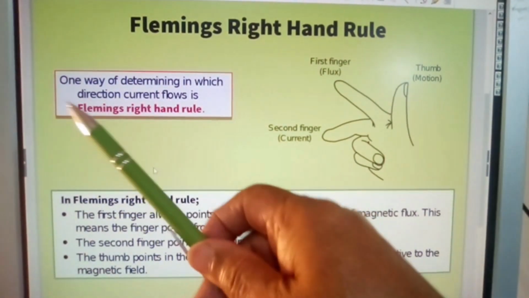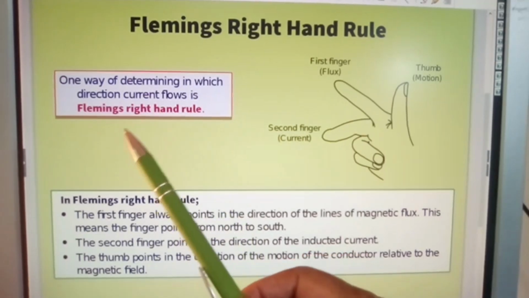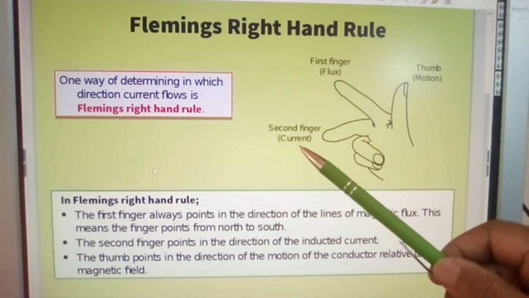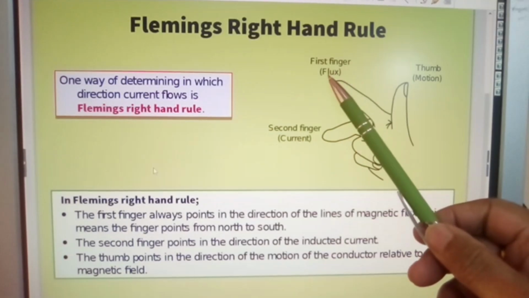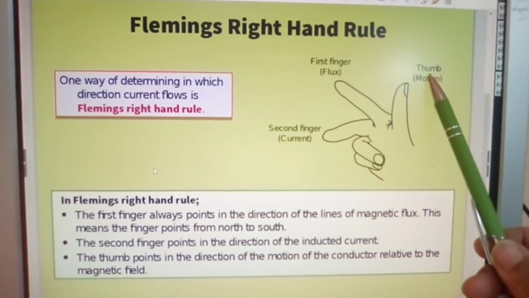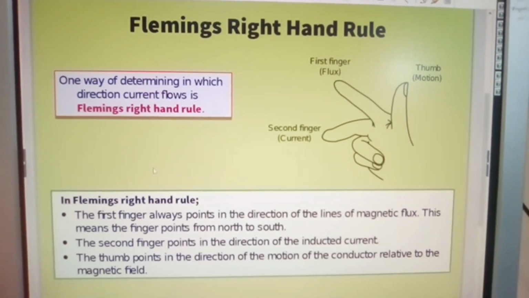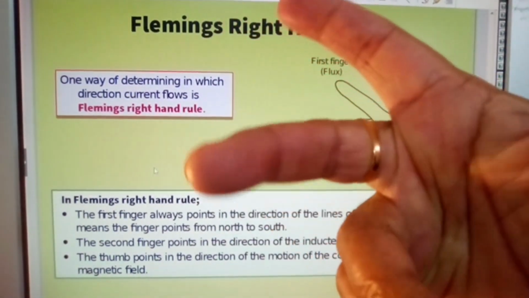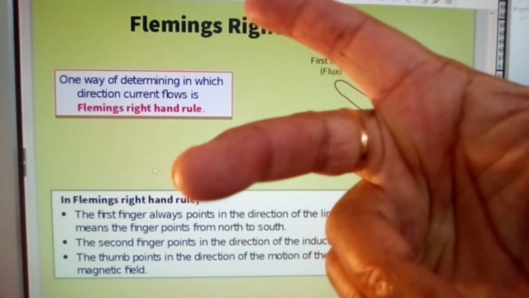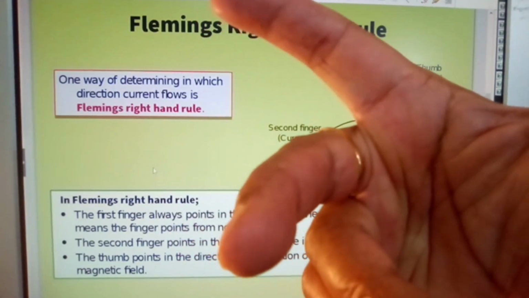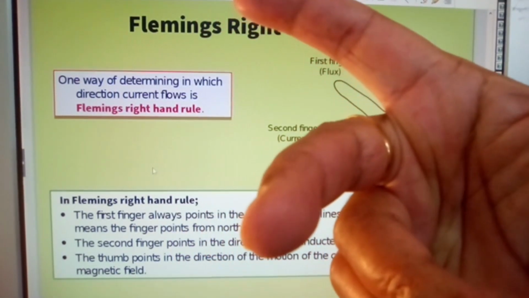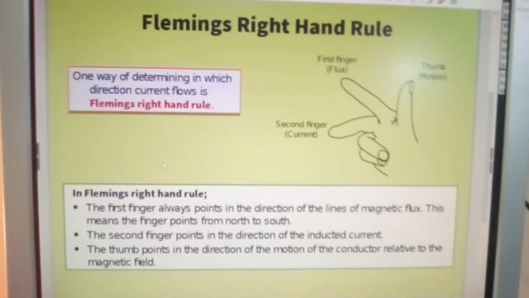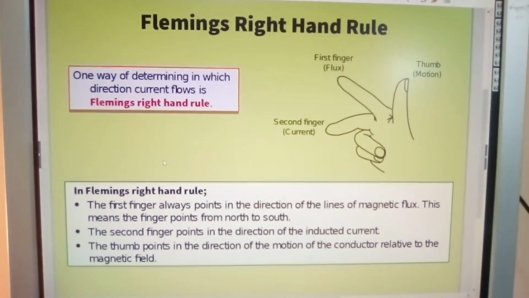Now, one way of determining in which direction current flows is Fleming's right-hand rule. Second finger current, first finger flux, and motion is the thumb. Okay, and I'm trying, I think I've got it, or am I? Yeah, just about I think. But good job we have a diagram, okay?